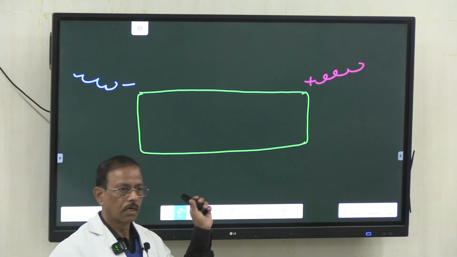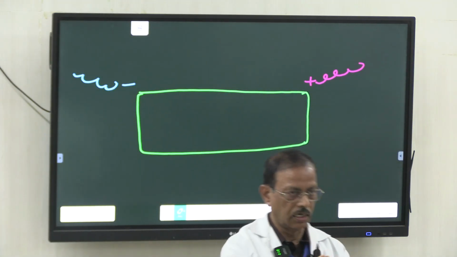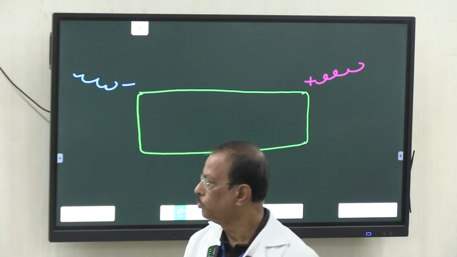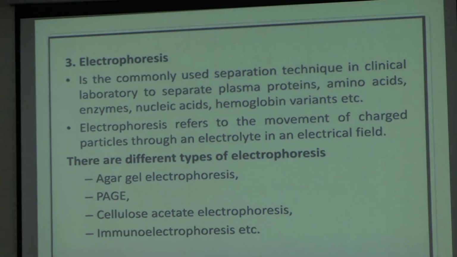So this is a glass slide. On that we pour agar gel. There is one term, agar gel electrophoresis. There are different types of electrophoresis. So we put agar gel.